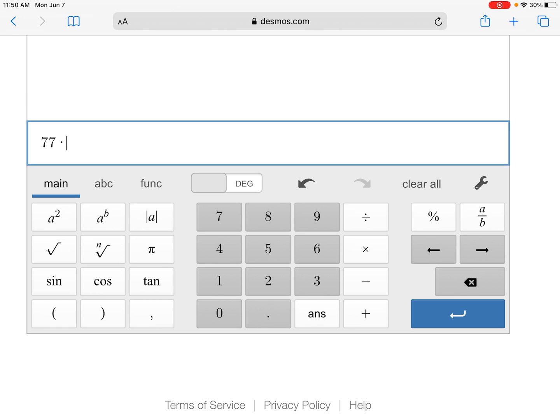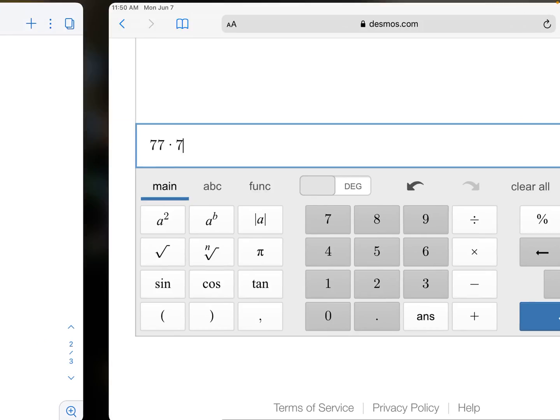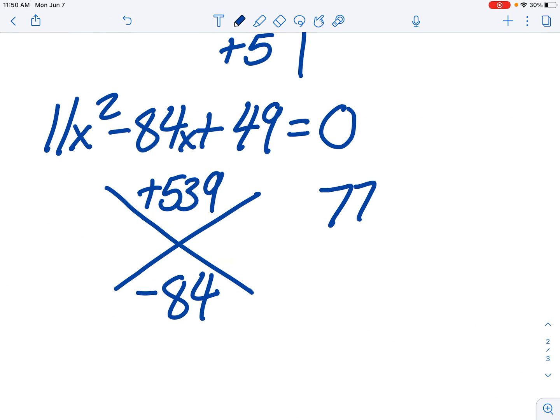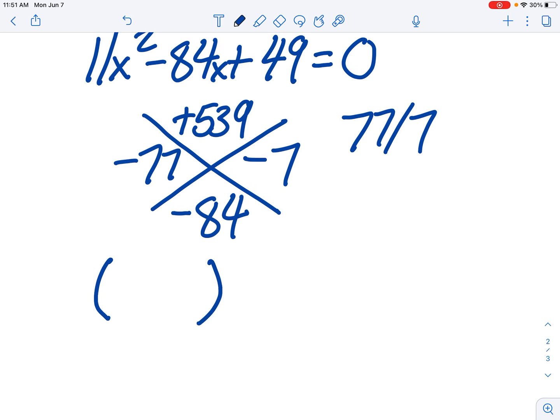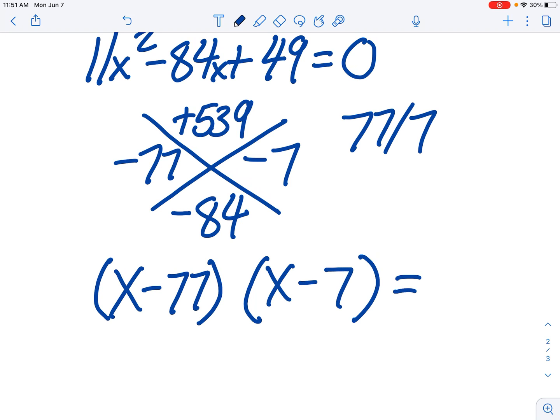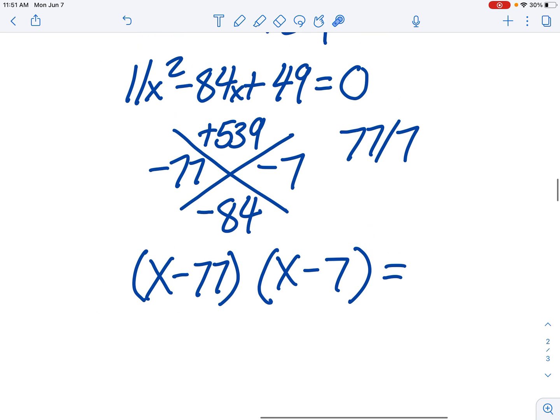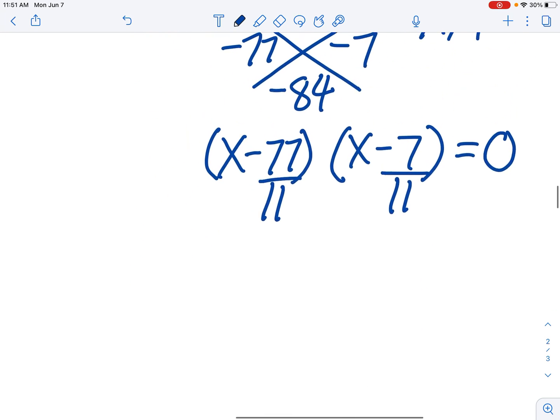So let's see. Oh, I think I know what it is, everybody. 77 times 7. Look at that. 77 and 7. 77 plus 7 is 84. And they're both going to be negative, right? Because they have to add up to negative 84. So double parentheses. So I get x's on each. I get negative 77 and I get negative 7. And I have to divide by my front coefficient, which is 11.